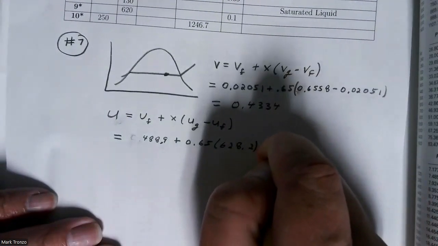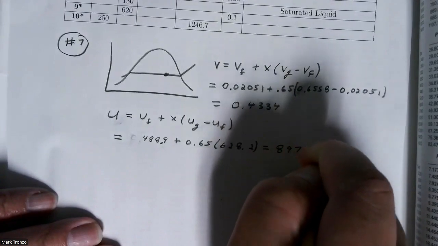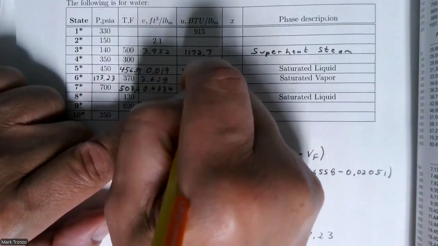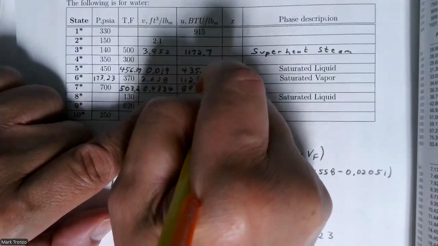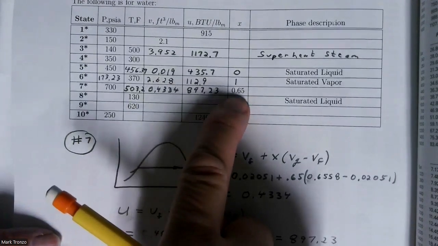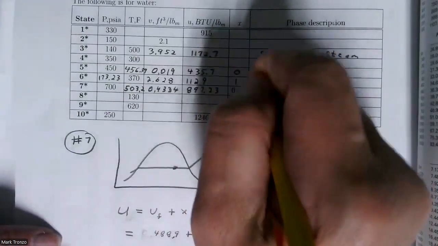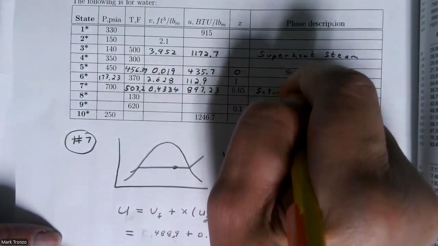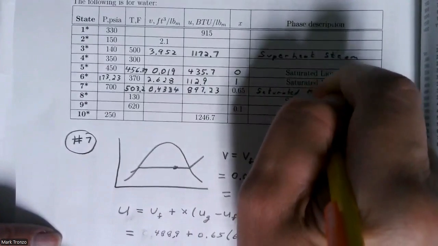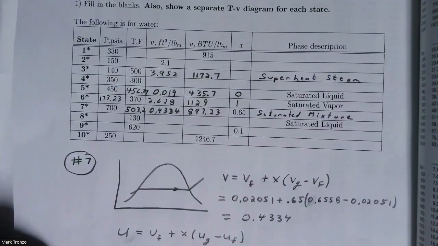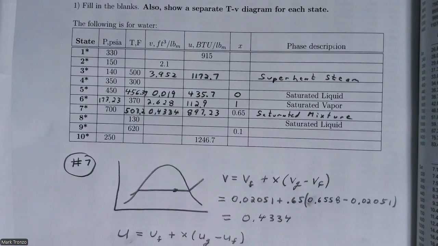That gives us 897.23. And we can put that up into our little table here. So we've filled in all the values. And actually, since we have a quality here that's between 0 and 1, this is going to be a saturated mixture.